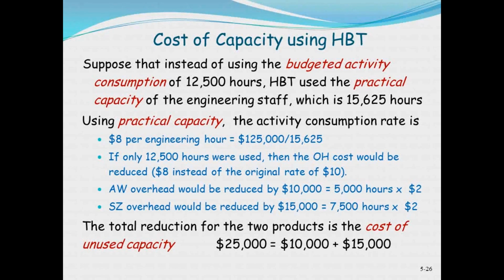But in this case, you use the practical capacity, and if you thought about the full rate here, rather than $10 per engineering hour, it would be $8 per engineering hour as overhead allocation. So instead of allocating those engineering units at $10 an hour, you would allocate them at $8 an hour. And that's more fair, right?